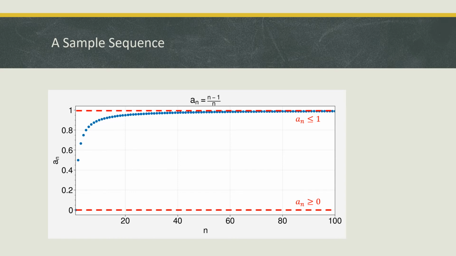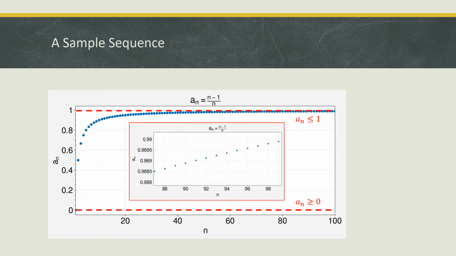And if we zoom in, we can see that each term is bigger than the preceding term. We say that this sequence is increasing. And we know from a previous video that a bounded increasing sequence converges. And indeed, we see that this sequence converges to 1.